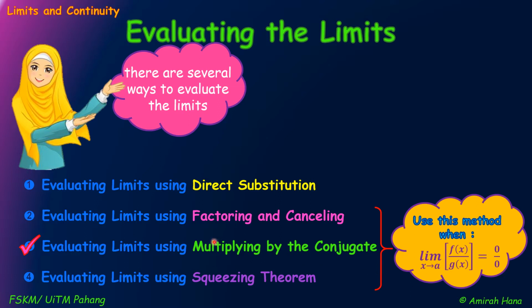We use this technique when the limit as x approaches a of f(x) over g(x) equals 0 over 0 and the question is given in terms of a radical function. To solve certain limit problems, you will need the conjugate multiplication technique when substitution doesn't work in the original function, right?